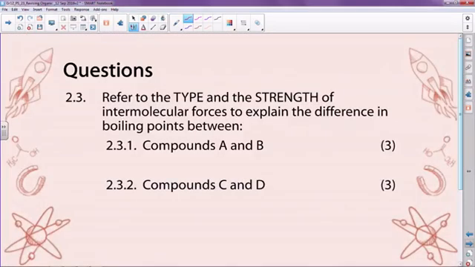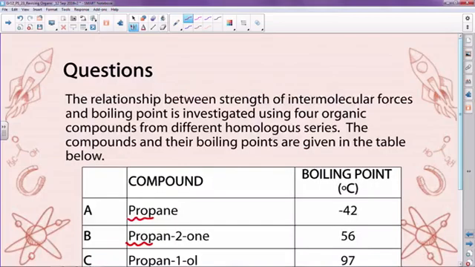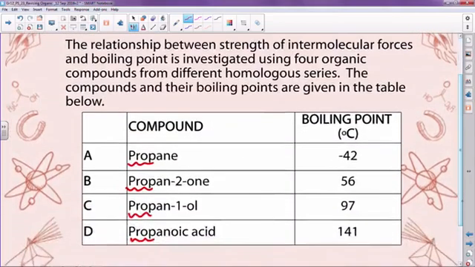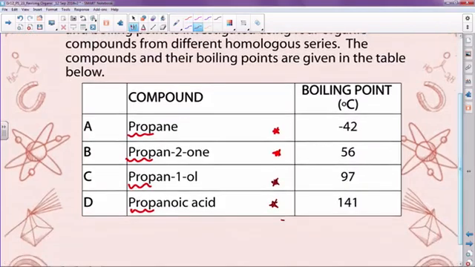Now the first question is: refer to the type and strength of the intermolecular forces to explain the difference in boiling points between A and B and C and D. I want to know why A and B are different, and I want to know why C and D are different. You need to talk about the type and the strength of the intermolecular forces. This one's a really important question.